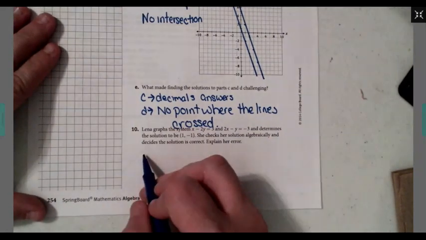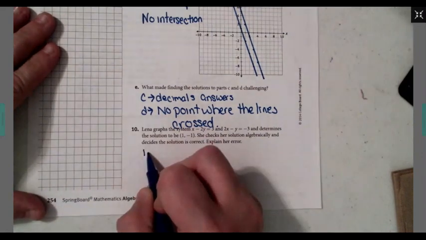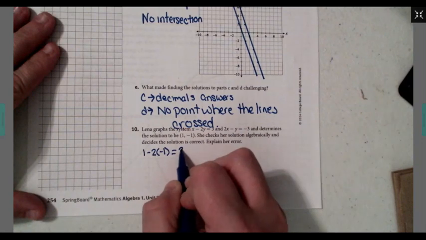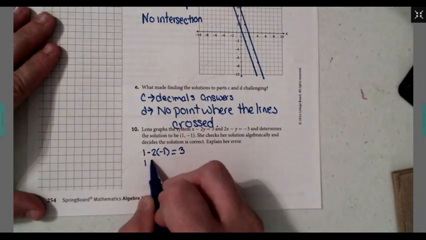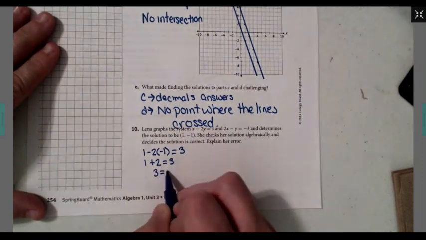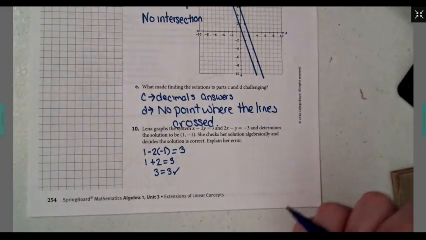Okay, well, let's just check it. 1 minus 2 times -1 equals 3. Well, that's going to be 1 plus 2, and 3 does equal 3. Checks out for the first equation. Let's try it out for the second equation.